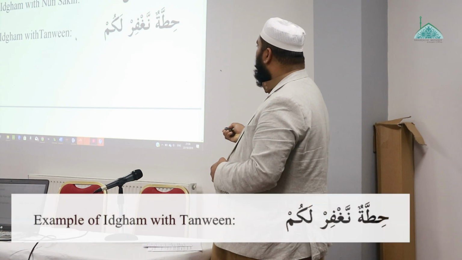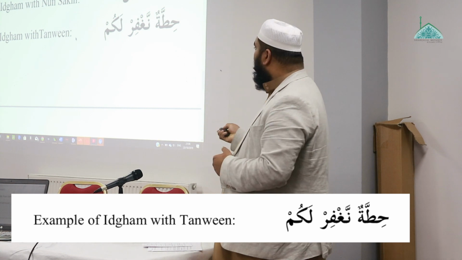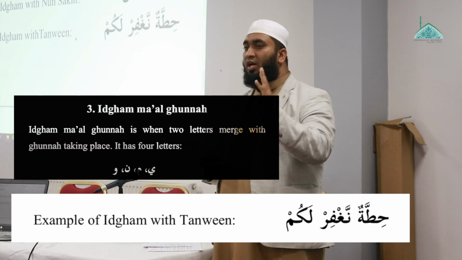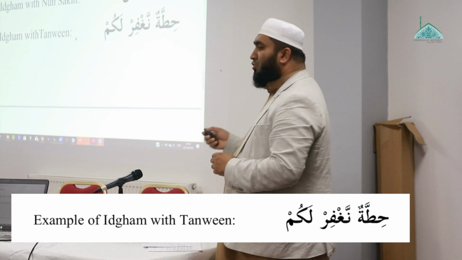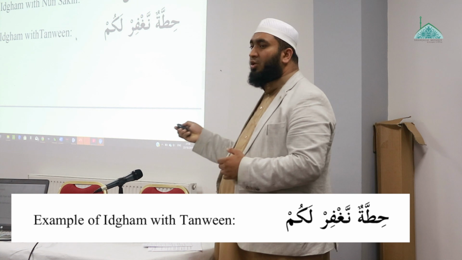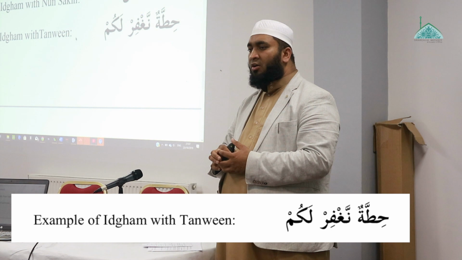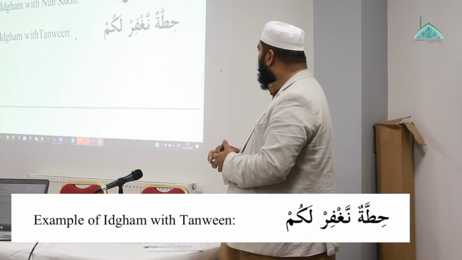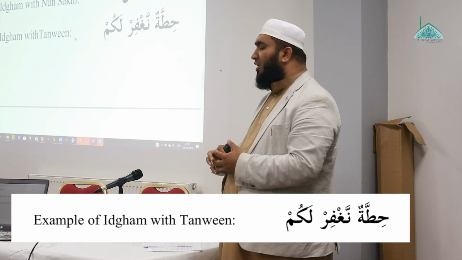Another example with tanween. Here we have got ta with double pesh, which is tanween. After that we have got a nun. We know that nun is one of the four letters of idgham ma'al ghunnah, ya, mim, nun, waw. So we found nun there, so we don't read it clearly anymore. We'll put this tanween into the nun and make it with ghunnah. So we'll say hittatun naghfir lakum.